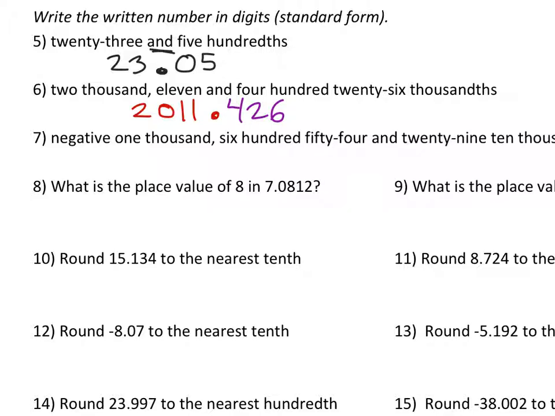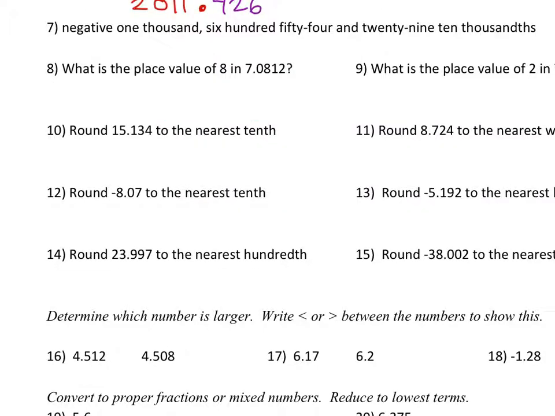So what about this next one, number 7? It tells us it's negative 1,654, and so there's our decimal. 29 ten thousandths, so we'll put a 29 here. And since it's ten thousandths, we would have tenths, hundredths, thousandths, ten thousandths. That means we need 2 zeros. 2 zeros right here. That's better. And that would be the number.